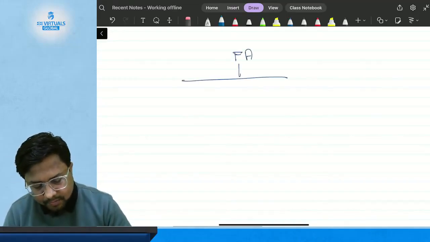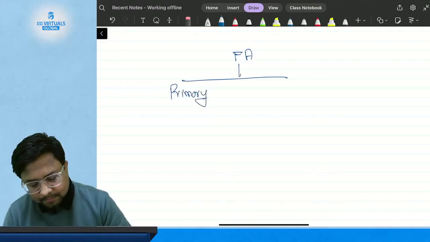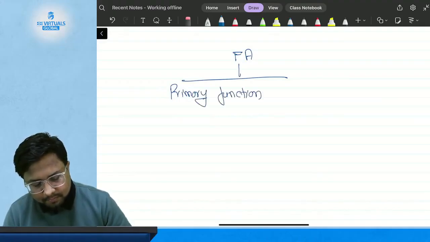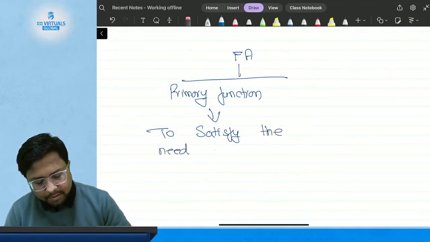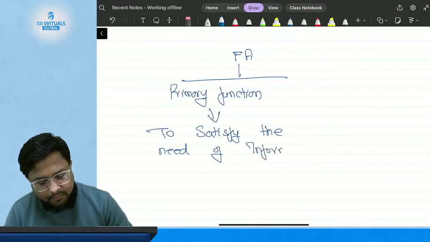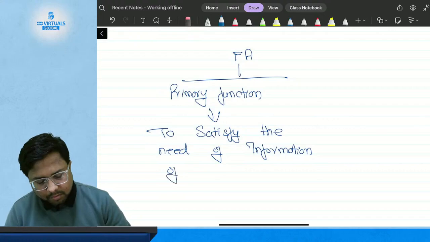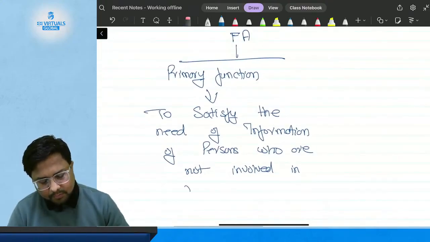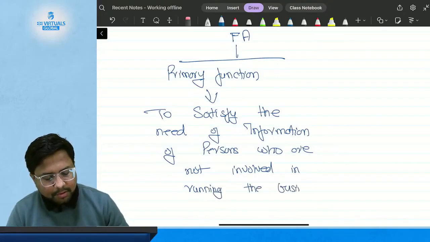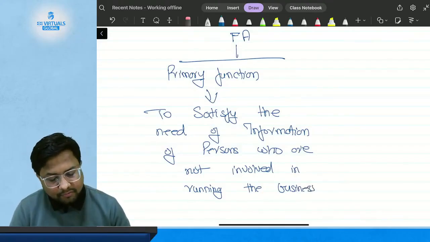Financial accounting's primary function is to satisfy the information needs of persons who are not involved in running the business. This is their primary function.